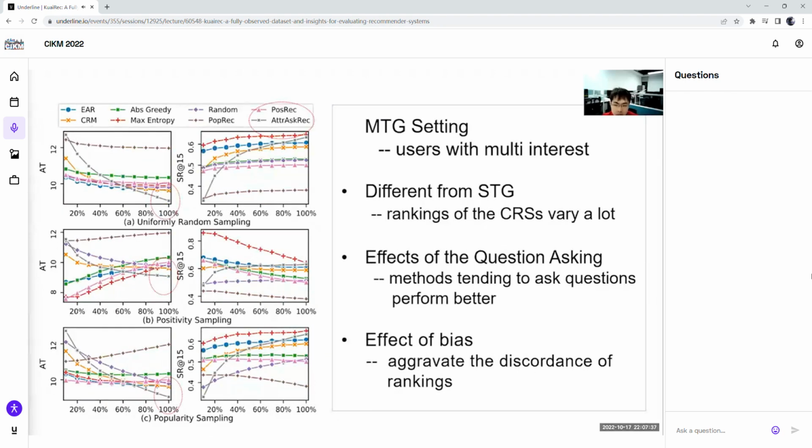The second setting is the multi-target ground truth setting, which means the user will accept multiple ground truth items in each conversation. We argue that this is a much more realistic setting in conversational recommendation scenarios. Things are quite different under this setting. The rankings of several CRS models vary a lot, even with uniformly random sampling. As for the effect of biases, we can see that both the positivity bias and the popularity bias will aggravate the discordance of the rankings of models and make the evaluation results less faithful.